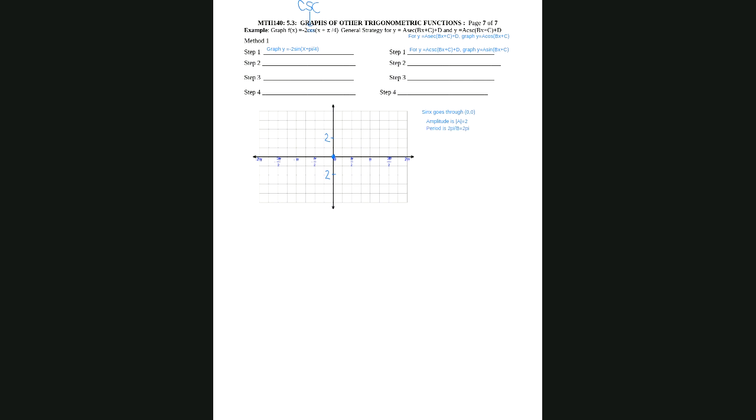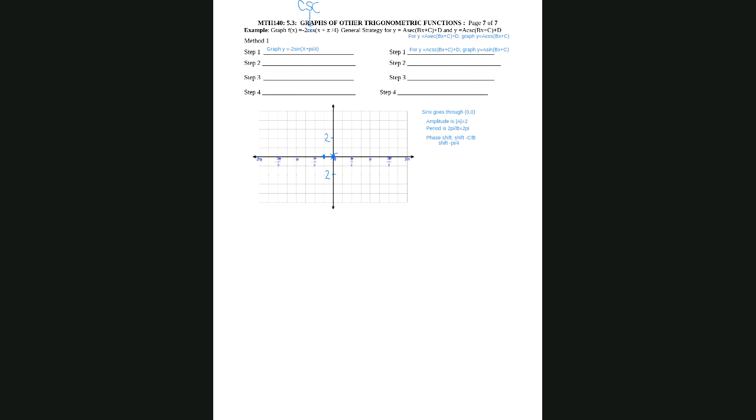Now, we do have a phase shift on this one. So we're going to shift negative c over b, which means we're going to shift it negative pi over 4 divided by 1, which is still pi over 4. So that point that I put down a second ago at 0, 0, I'm going to cross that out. And it's actually going to be at pi over 4, 0. Make sense so far? Okay.